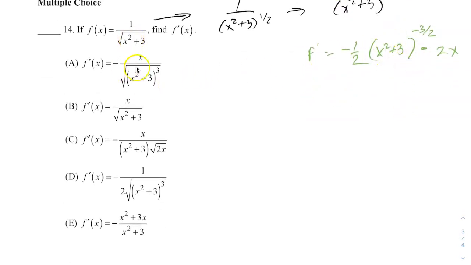Notice how this does not look like any of those choices, so I have to work with it a little bit. I can multiply this and this. These will cancel out, and I get -x. I can flip that to the bottom because it's a negative power, so I get x squared plus 3 to the 3/2.